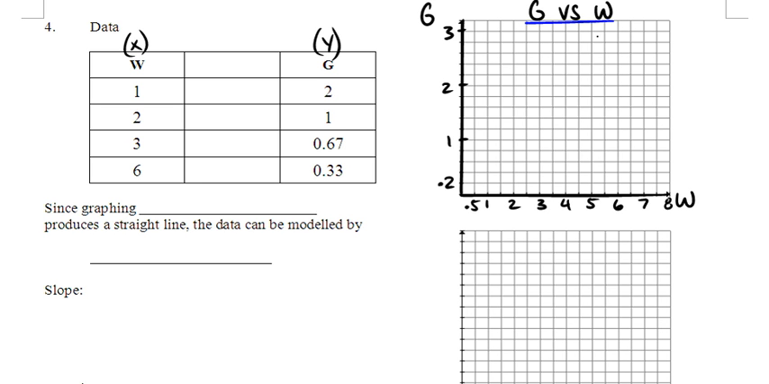Got my nice underlined title of G versus W. Scaled it out for you. Again, biggest number you need to plot divided by the number of boxes on that graph. And when you plot those 4 data points, it's going to make what I hope is really obviously not a straight line. So there's your first data point. I'll just try to do this one quickly. There's your second data point. 3 and 0.67.